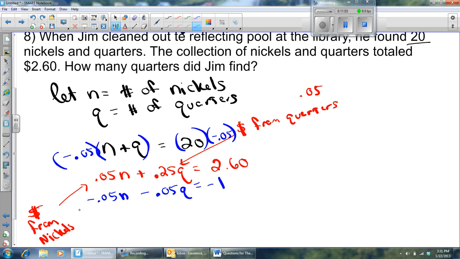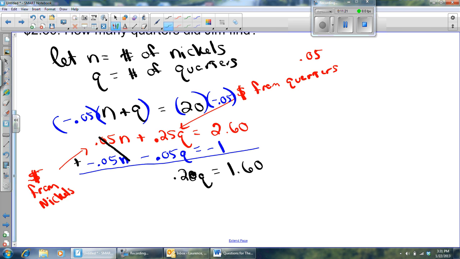Now I'm going to add my two equations together. In doing so, I'll allow these two to cancel, allow this to become 0.20q, or plainly just 0.2, and then I'll get 1.60. Okay, I'm going to divide both sides by 0.2, both sides by 0.2. Q is going to end up equaling 8. So in other words, there are 8 quarters.